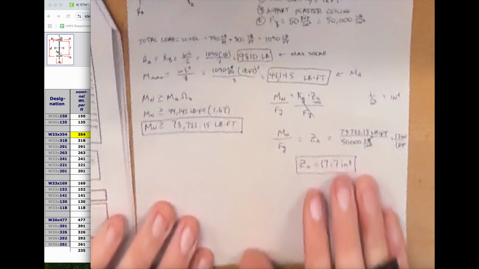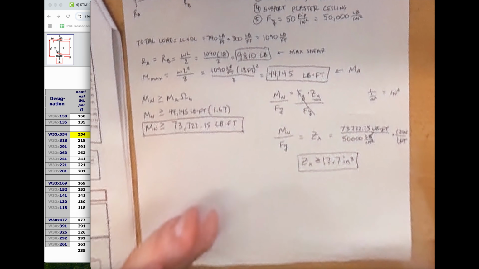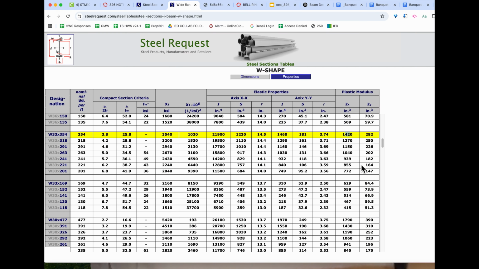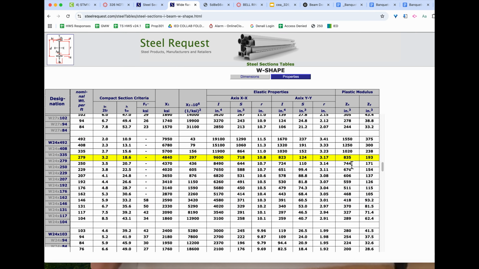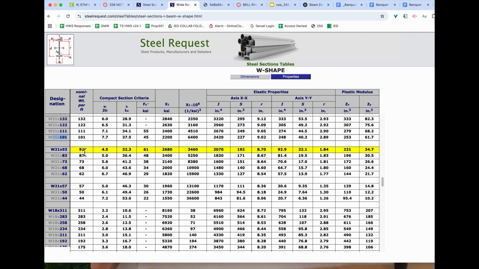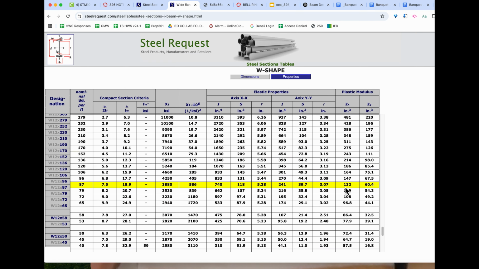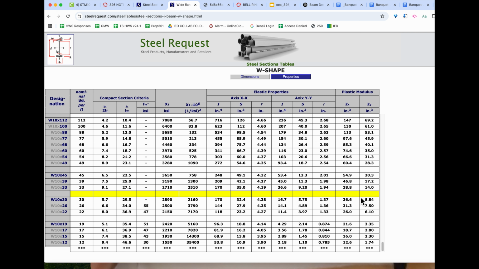Okay, so now from this I can set this up: Zx is greater than or equal to 17.7 cubic inches is what we need. If we go in here, we can find some different potential options. If I keep scrolling down, we'll find that we don't want anything of this weight or of this depth here, because of just how high those values are. We don't want to choose something that's very, very heavy. We want to go with the lightest solution we could use, but we also still need to make sure that everything else is satisfied.